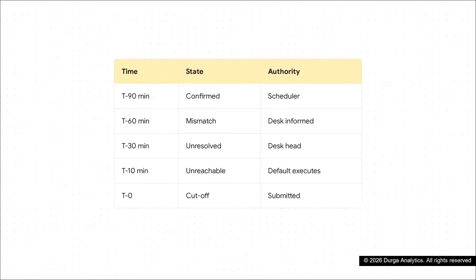Let's look at this standard US nomination timeline. At T-minus 90 minutes, the scheduler checks for confirmed supply. At T60, if there is a mismatch above 5%, the desk is notified. But watch what happens at T30. Authority formally moves to the desk head, and pay very close attention to this T10 row. If the desk head is unreachable for whatever reason, 10 minutes before the cutoff, a pre-authorized default executes. The scheduler acts under a standing delegation.